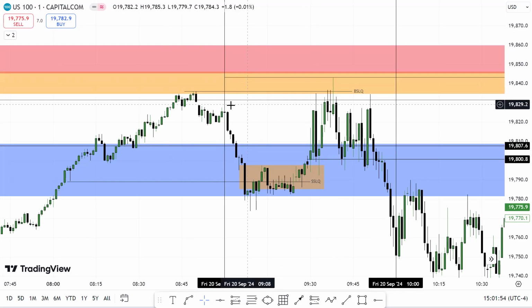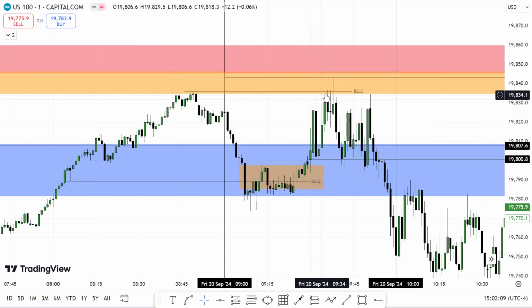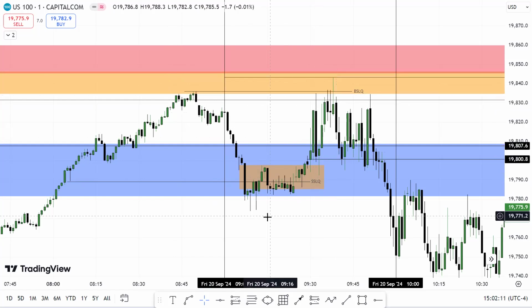So now, in this case, we have an inversion fair value gap, seeing that candlesticks from the higher time frame have broken through a bullish fair value gap that we were anticipating to act as support to price. Breaking through that, we expect that it should act as inversion to price, supporting price lower. We have this sell side liquidity resting just below here.